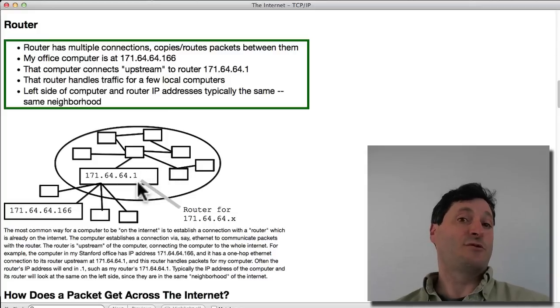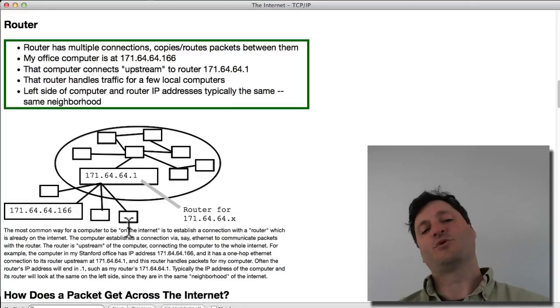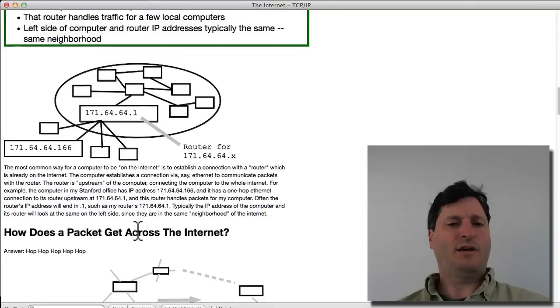One pattern you'll notice is that maybe here's my computer and a few computers in offices next to mine. A lot of times the router will have the .1 or .2 address. The rightmost number will be small, and then it's servicing all the computers with .50 and .166, whatever computers over here.